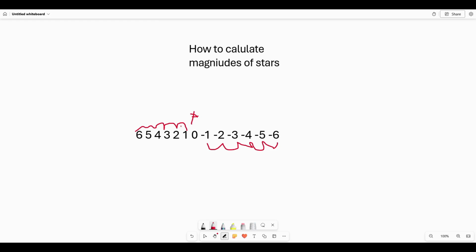The brightness of stars gets lower the more in the positive integers than the negative integers which we got over here. And the difference between them is actually 100. For instance, we've got a star. Let's just take Jupiter for example. So Jupiter's magnitude is 2.5.